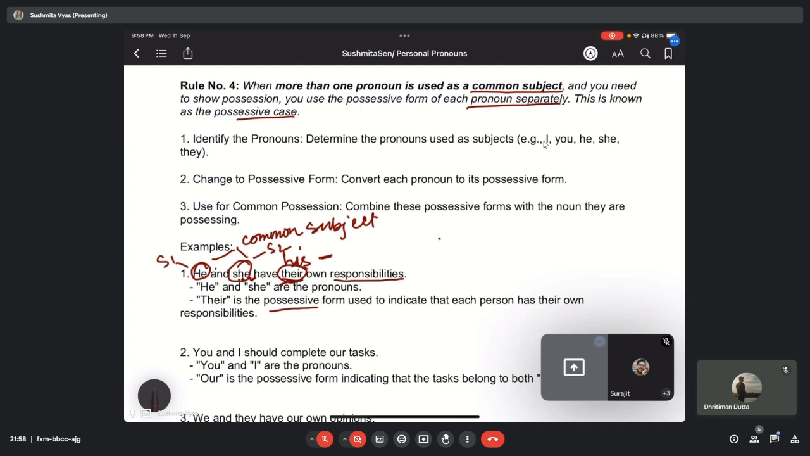Did you get it? So he and she are a common subject. They are not two different subjects. And they are used to show possession. Here they have to possess the responsibility. So he alone can't possess it, right? She also has to do it. So when he and she are working together, it becomes what? Their. It does not become theirs. It becomes their.